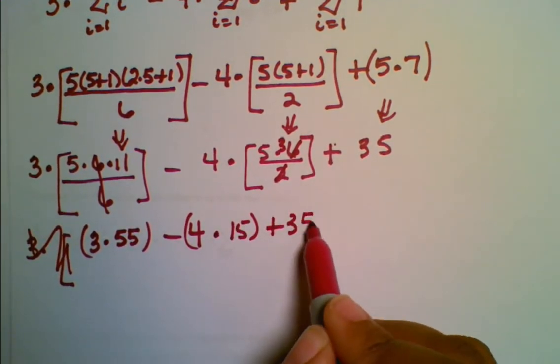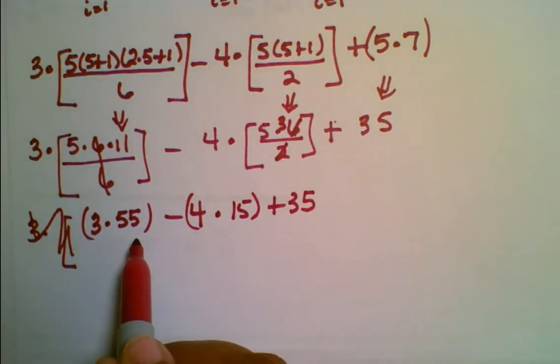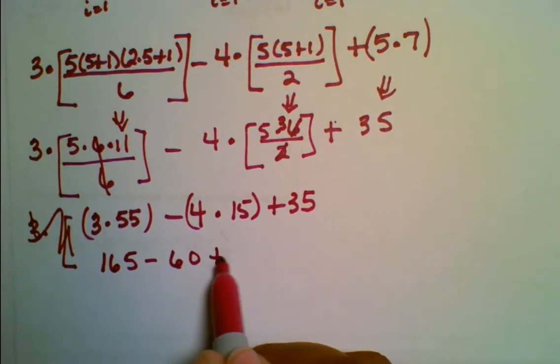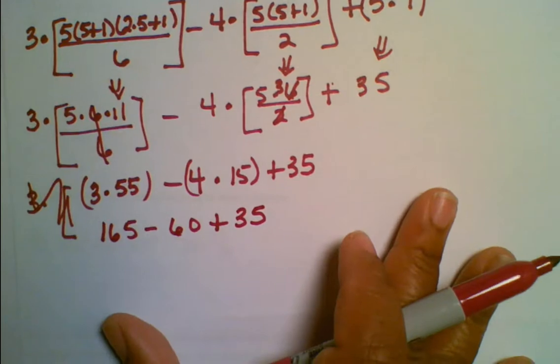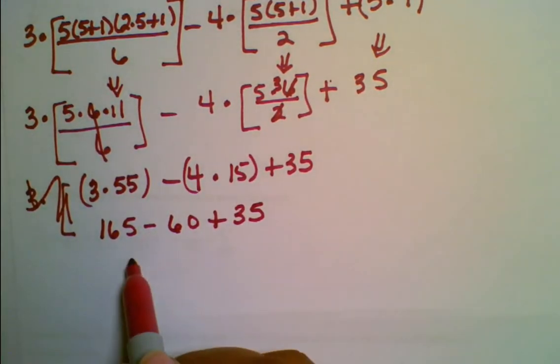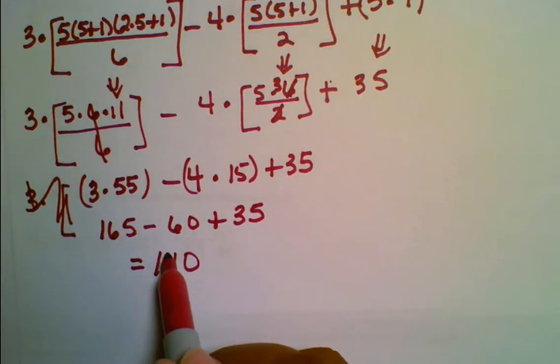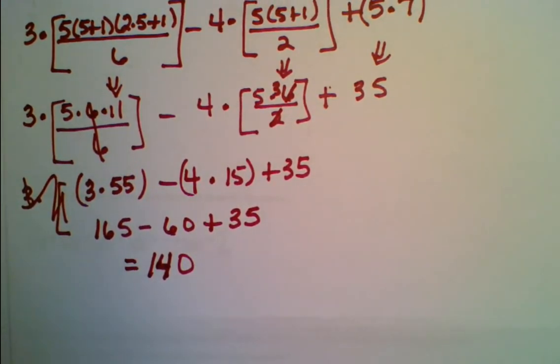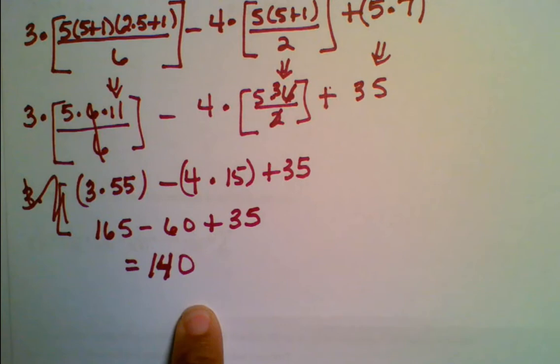Plus 35. And then 3 times 55 gives us 165, minus 4 times 15, that's 60, plus 35, and that equals 140. There we go. So the sum of 3i squared minus 4i plus 7 as i goes from 1 to 5 is equal to 140.